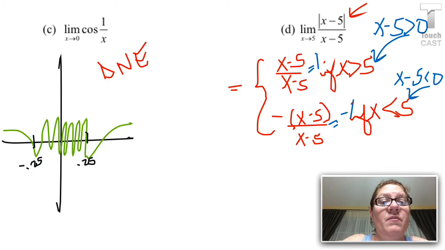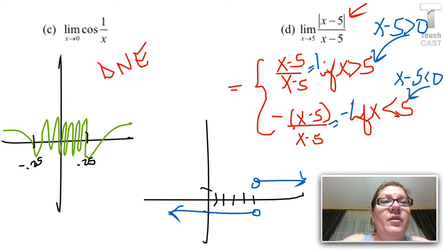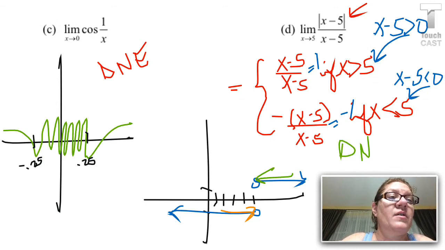So now I'm going to graph it, and I'll notice that as x gets closer and closer to 5 from the left side, I'm at -1. I'm approaching that -1 dot, and from the right side I'm approaching +1. So since they're not equal, this is another does not exist.